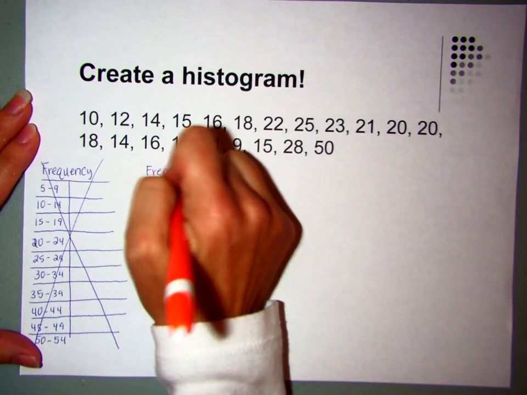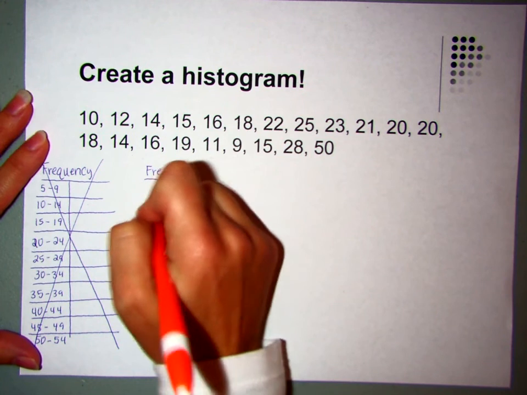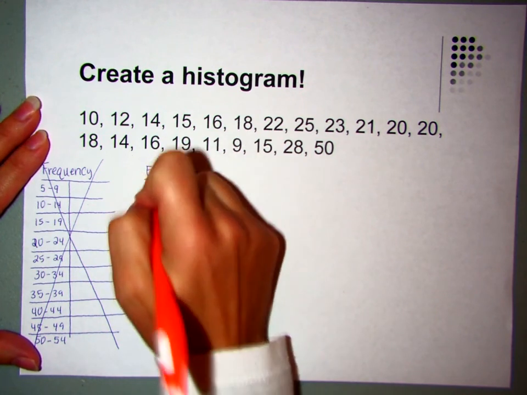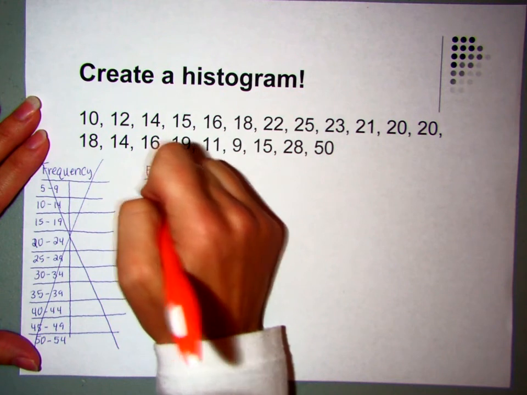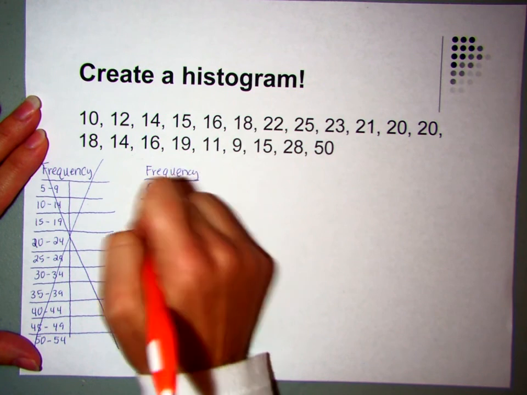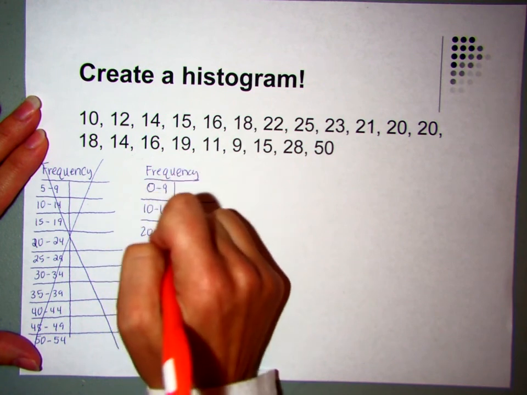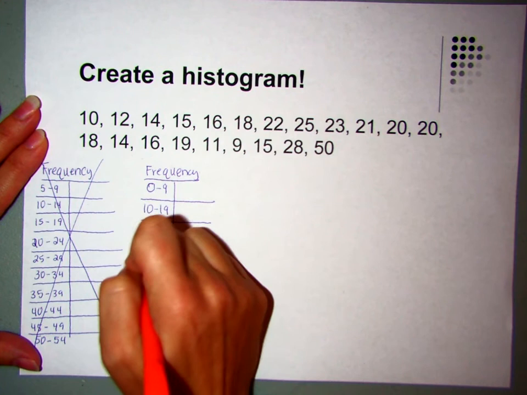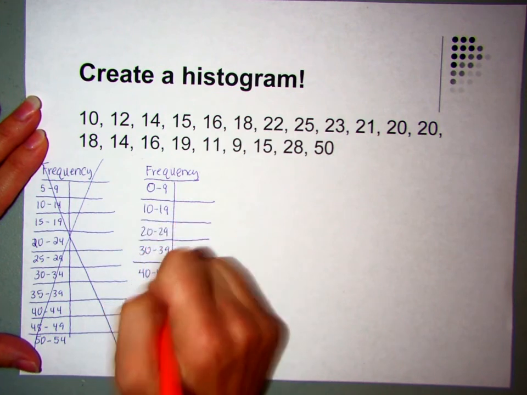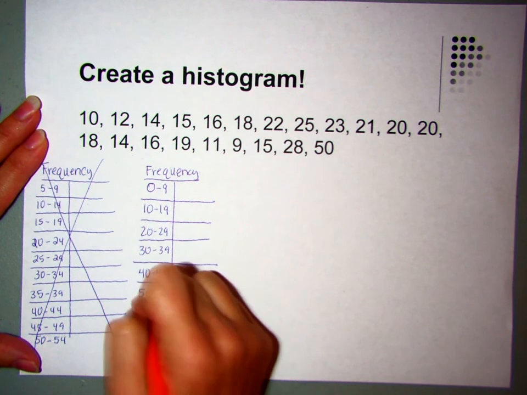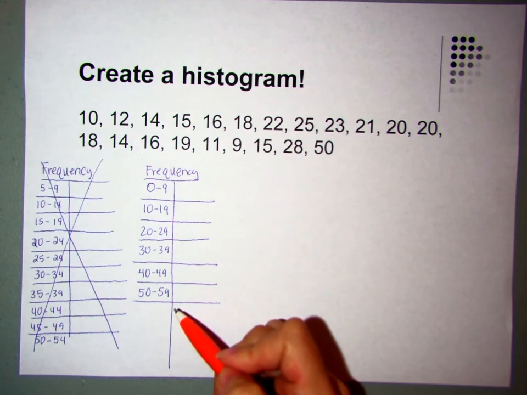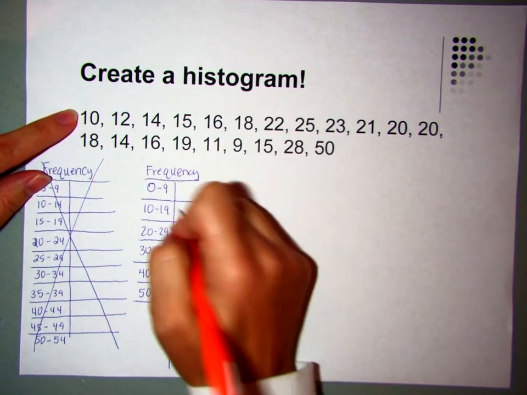Frequency. So again, we're going to create our bins. This time I'm going to do from 0 to 9, from 10 to 19, from 20 to 29, from 30 to 39, from 40 to 49, and then from 50 to 59. And that's a little bit better. 6 bins is good.